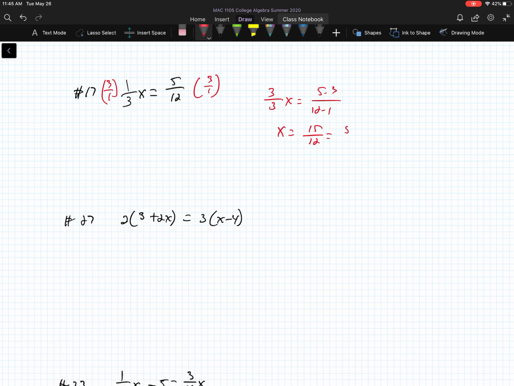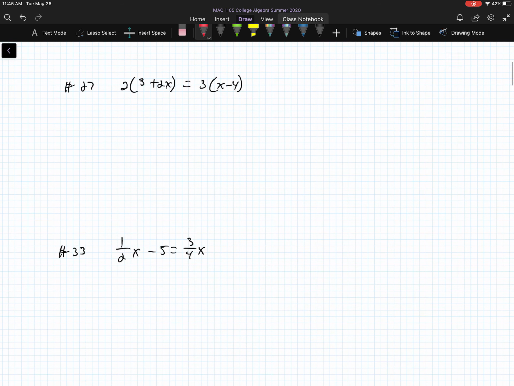And then I can reduce this, right? So 3 goes into 15 5 times and into 12 4 times. So my answer is 5 fourths.